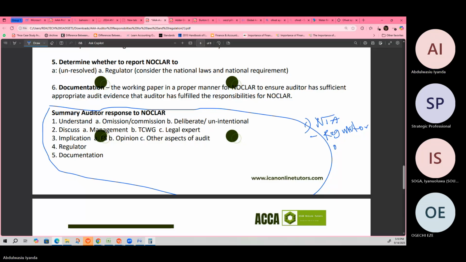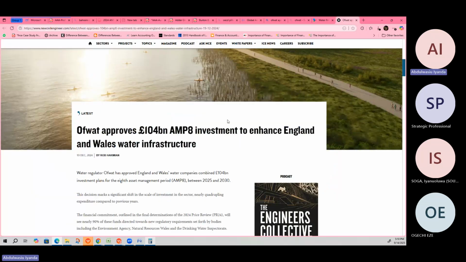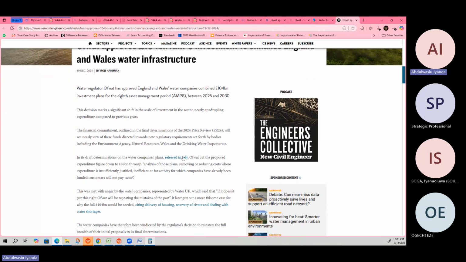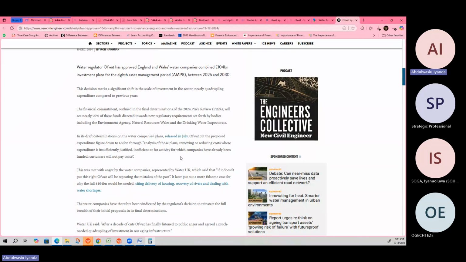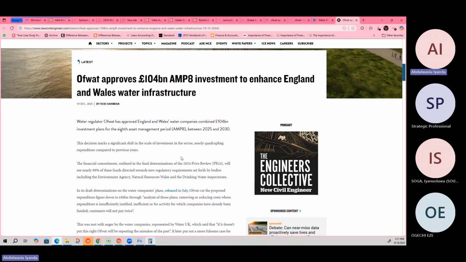Look, you can see this one, and this particular comment I'm saying, they approved 104 billion for the water sector from App 8. So meaning that in the next 5 years, the investment in the water sector is not going to be more than this 0.104. Because it is from this that we are going to distribute it to all the water companies that are operating in this particular sector. This is their target.